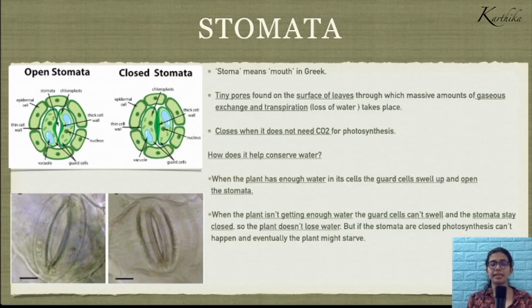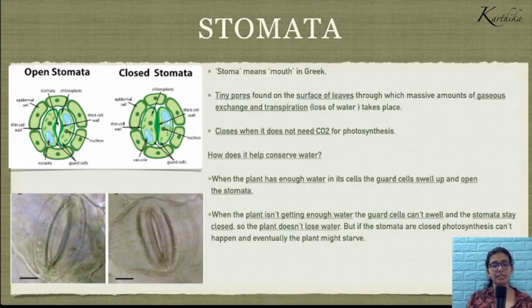So, firstly, stomata close when the plant does not need carbon dioxide for photosynthesis. Below in the diagram, you can see the microscopic images of open and closed stomata. In both the pictures, the left side ones are stomata that are open, and on the right hand side, both pictures indicate closed stomata.